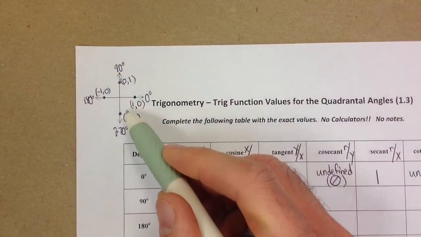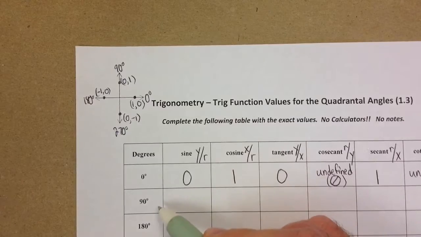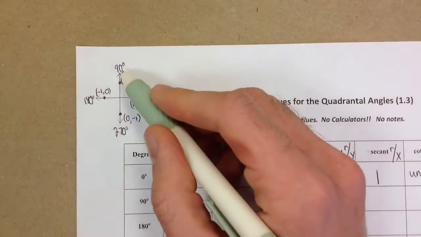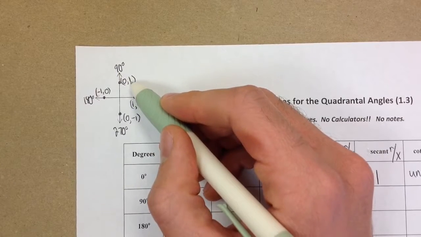So I'll show you how I use this. I want to find the sine of 90 degrees. Sine is y over r. I go to 90 degrees. The y coordinate is 1.